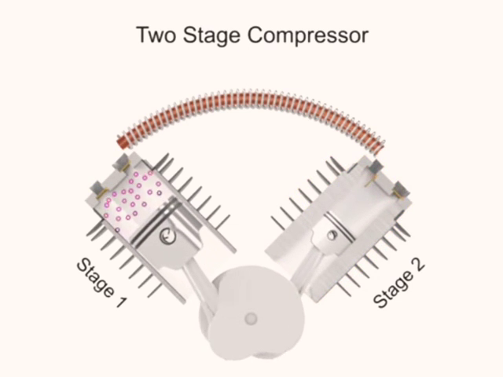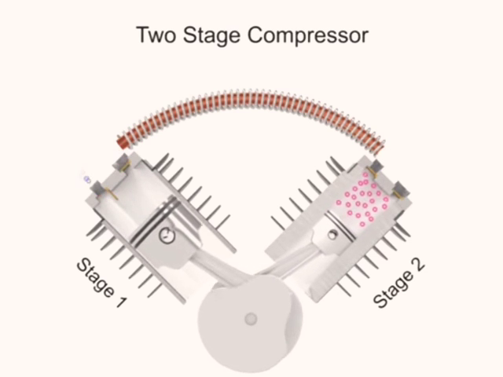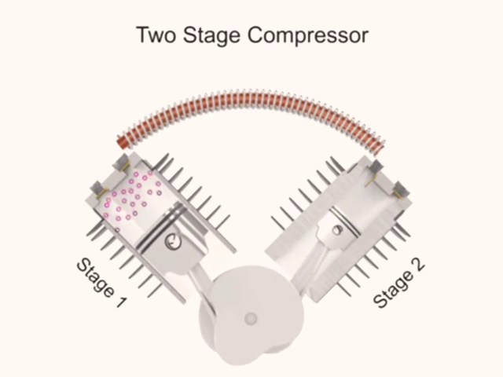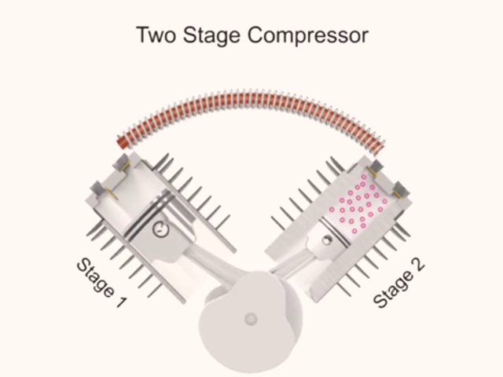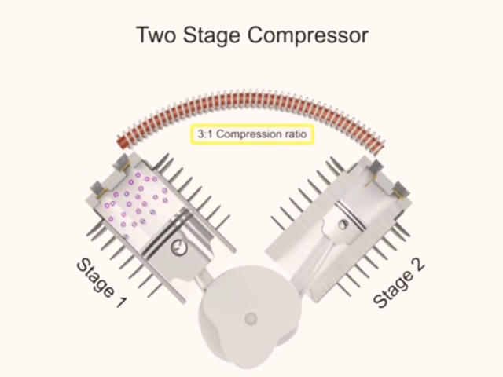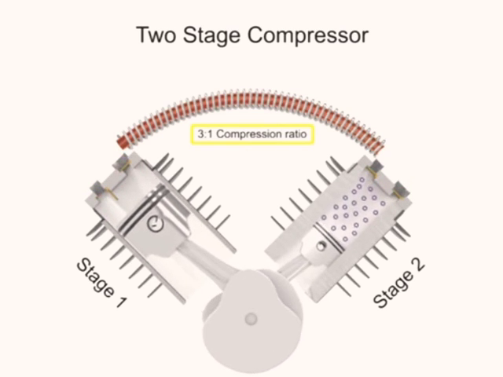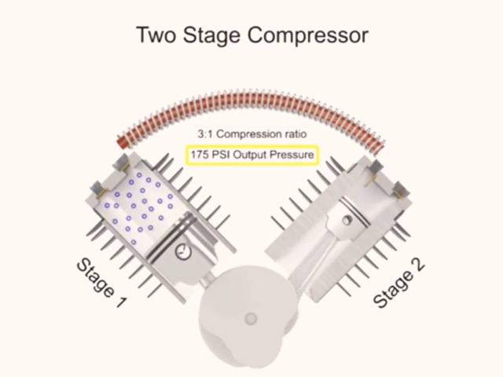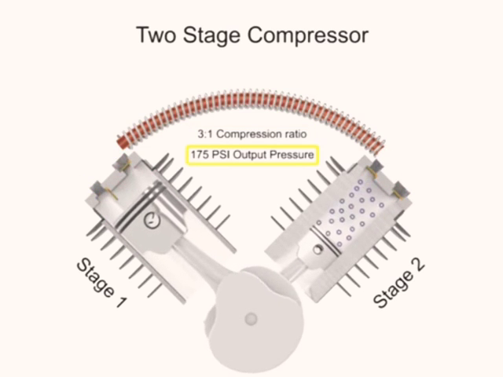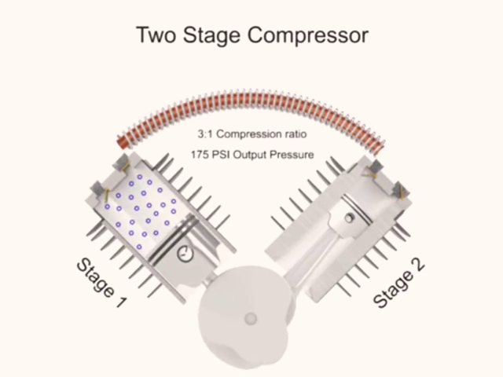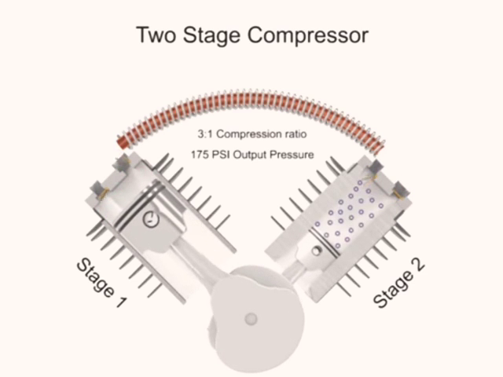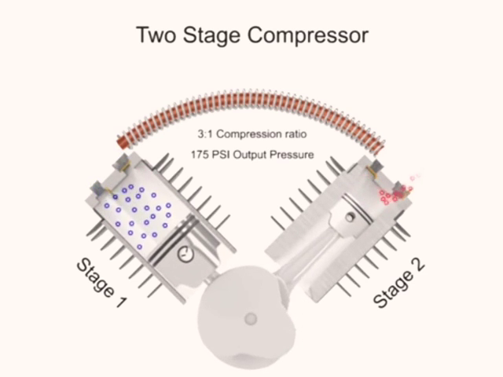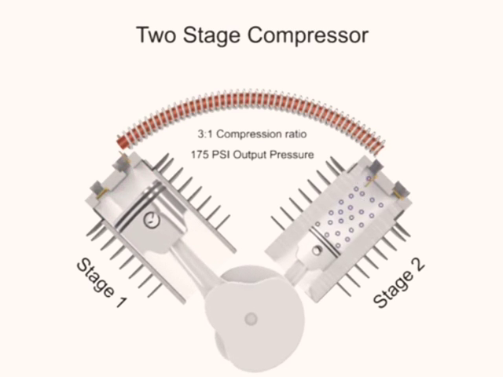The compressed air entering the second stage is sometimes called supercharged air. Two-stage compressors have a compression range of 3:1 or even less per stage, but can operate up to 175 psi. They can also deliver more air at a higher pressure than single-stage compressors of the same horsepower.